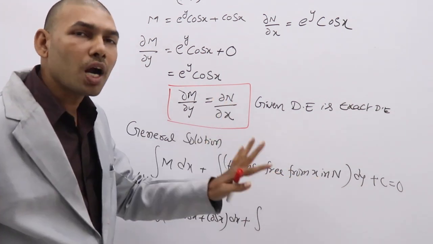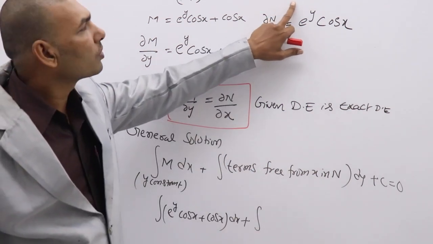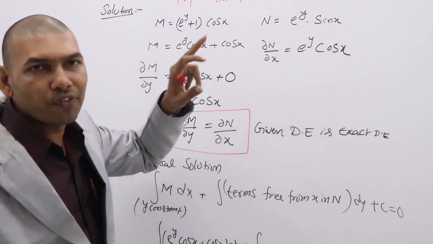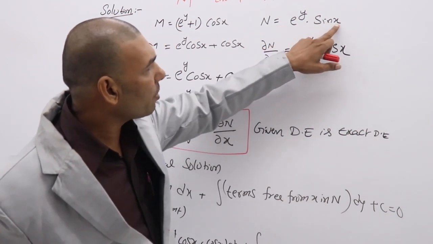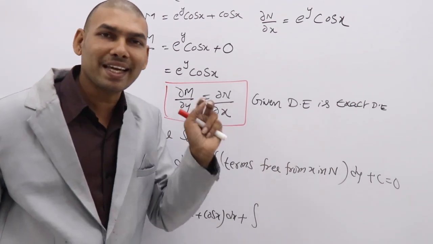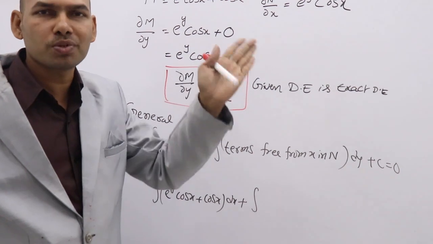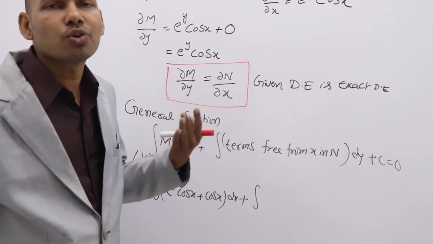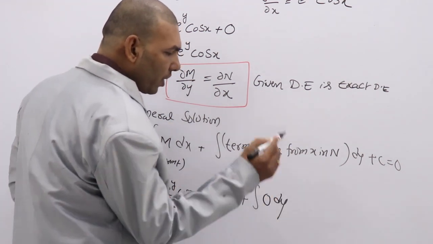Terms that do not contain x in N. In N you have only one term. In this term, if you have x, don't write it. We have only one term, and in that we have x. That means there are no terms in N which do not contain x. So 0 dy.